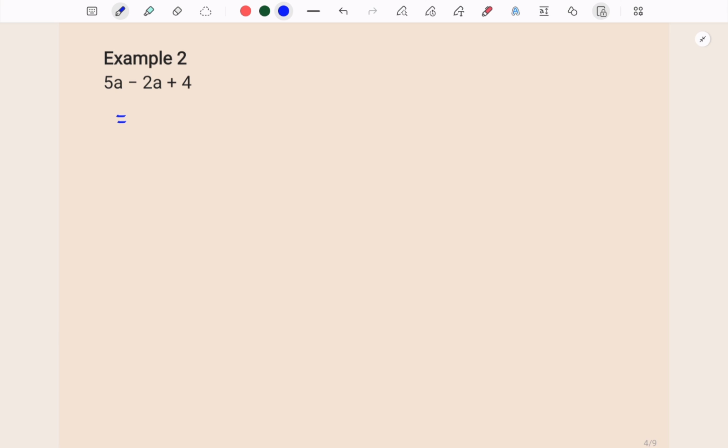So we need to first club the like terms together. 5a and 2a, these two are the like terms. So these two can be clubbed together. Let me rewrite it. 5a minus 2a, I have clubbed them together, plus 4. 5a minus 2a gives 3a and plus 4.